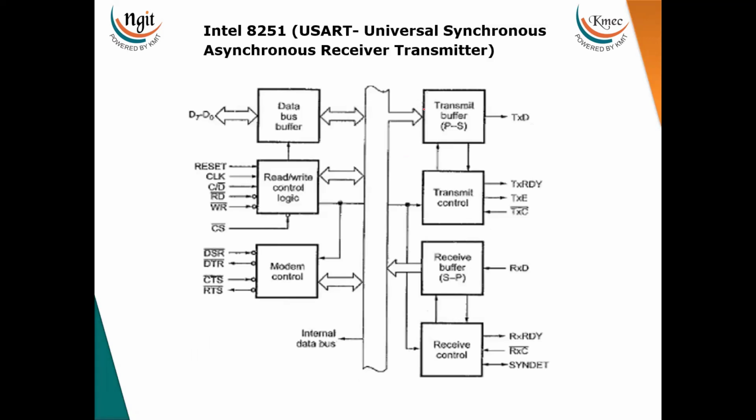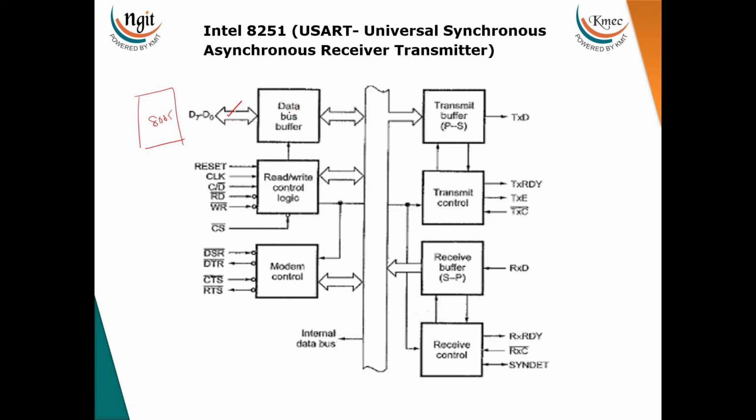Now here we will study the block diagram of 8251. If you see here, this is the data bus buffer. This is the 8-bit tri-state bidirectional data bus which is coming from the 8085. Whatever data the processor is sending, that data will be received by this 8251, and from this 8251 the processor will receive data by using this data bus.